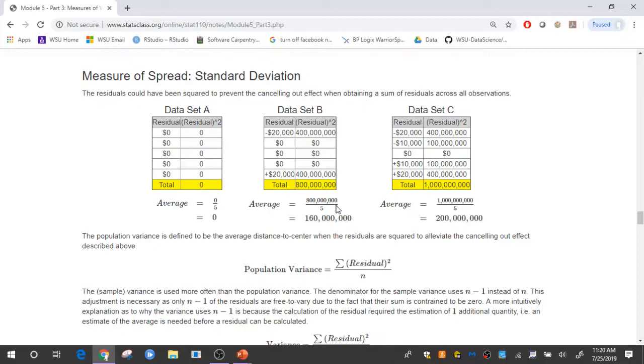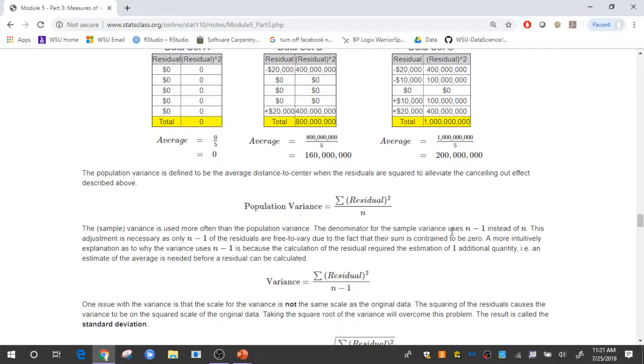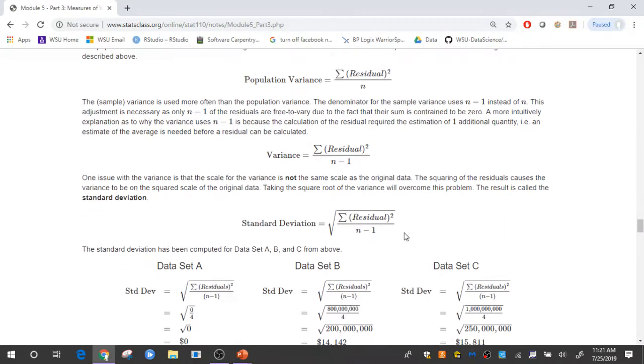Now, the reason these numbers are so large is because I squared those residuals. And when I have a fairly large number and I square it, that number becomes very, very large. So it turns out that the variance is actually not on the same scale as my original data, but on the squared scale of my original data. To alleviate that problem, I just simply take the square root of the variance. Taking the square root of this will put that back on the original scale for me. This squaring right here messes up that scale, and the way to fix that is to take a square root of it when I'm done. And that's the standard deviation.